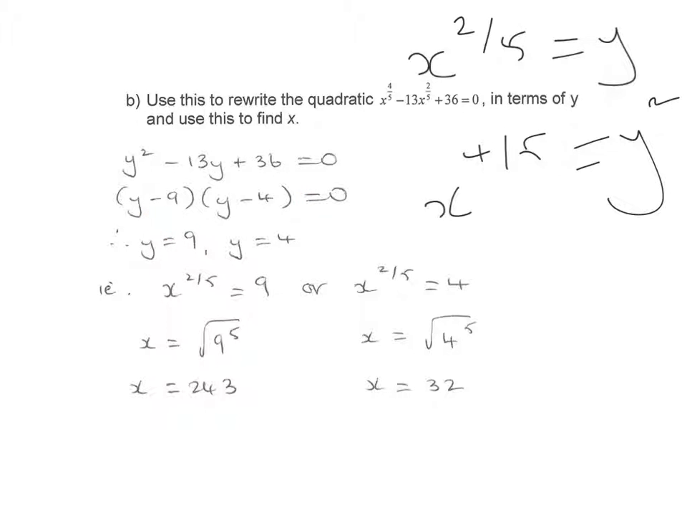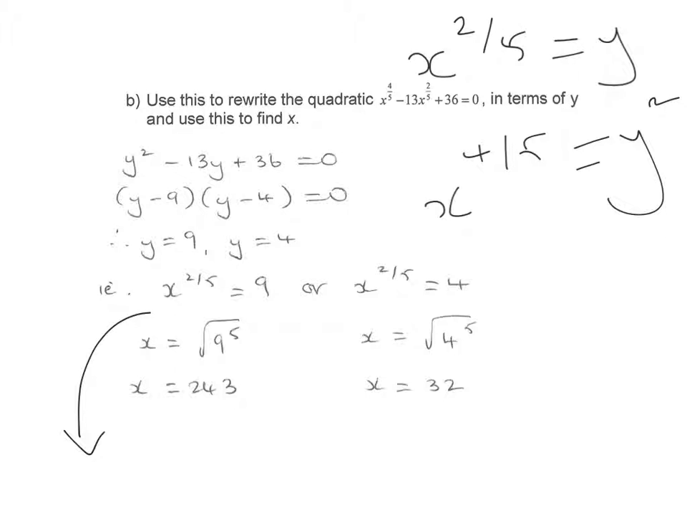Okay, so y minus 9 is equal to 0, gives us y is 9. Y minus 4 is equal to 0, gives us y equals 4. Okay, so we haven't quite finished yet because we still need to find the value of x. So going back over here again, if I know x to the power of 2/5 is equal to y, well, x to the power of 2/5 then in this case must equal the 9.